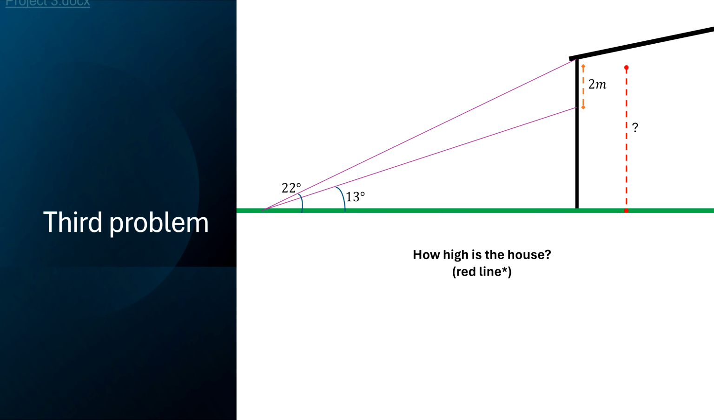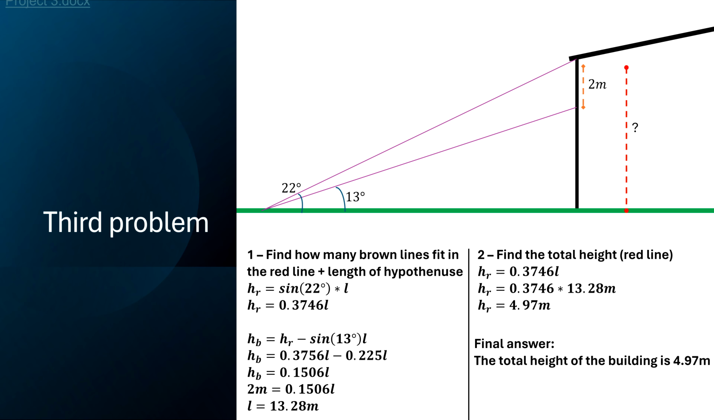Since this problem is hard, I would suggest you pause the video right here to try it yourself, and then come back to see the answer later. This solution is found using two main steps. The first one is to find how many brown lines fit into the big red line, and then use it to find the length of the hypotenuse.